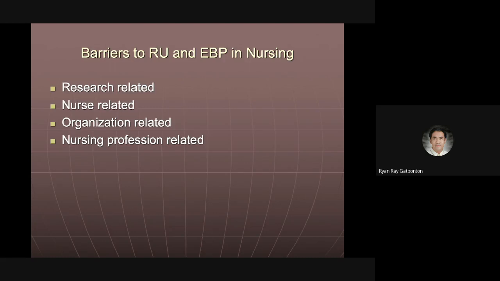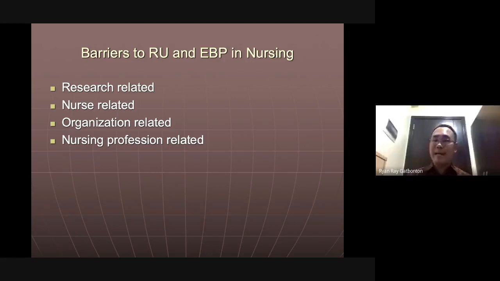While the nursing profession related are those barriers pertaining to the regulators, no, of our nursing profession. Okay? So for example, merong bagong finding, no, pero ni-resist ng PRC Board of Nursing. That's a nursing profession related barrier. Okay?